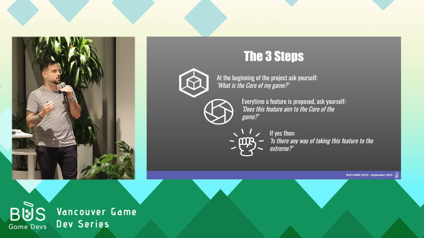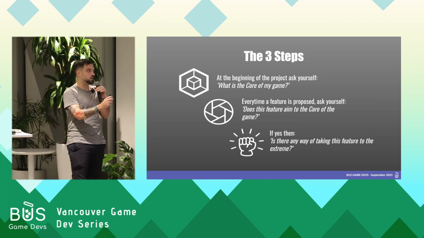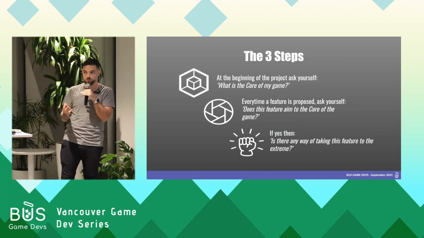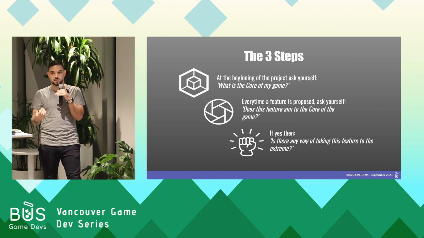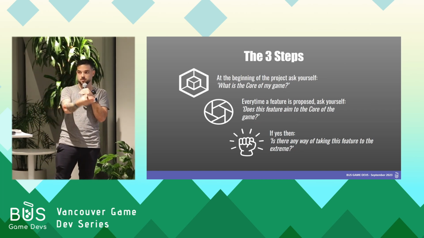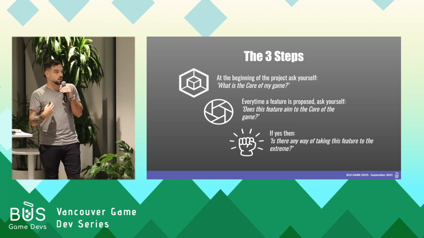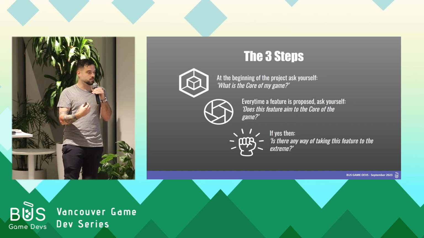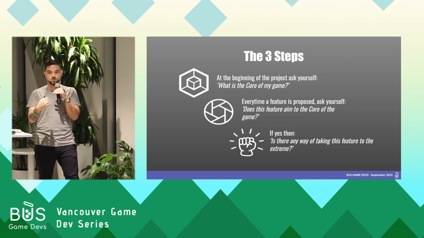So, to close it, the three steps I usually use now when designing games are: first, at the beginning of the project, I ask myself, what is the core of my game? Then every time a feature is proposed, I ask myself, does this feature aim at the core or not? If not, I take it out. And if it does, then I try to think, is there any way of taking this feature to the extreme?